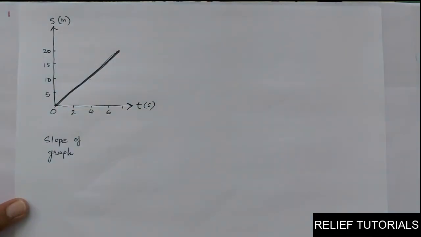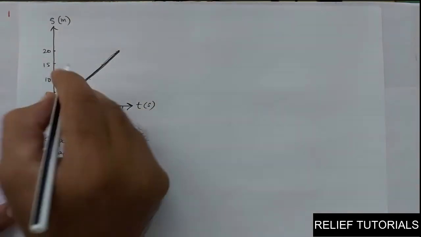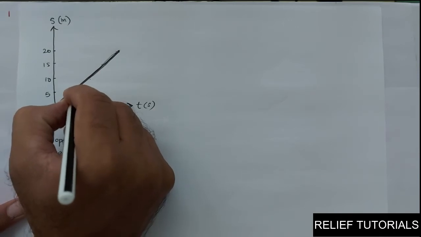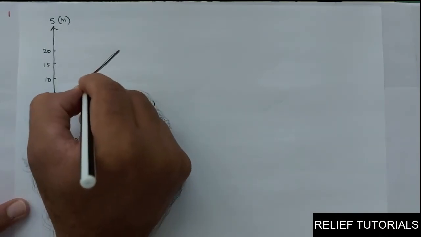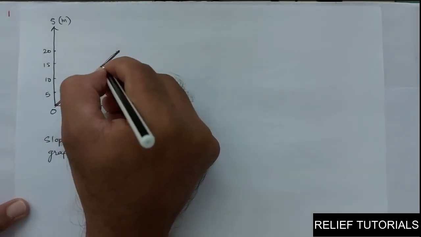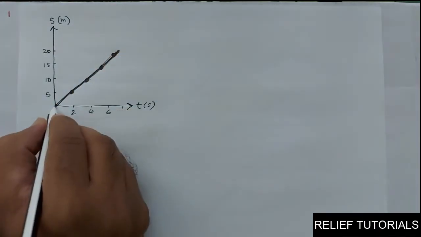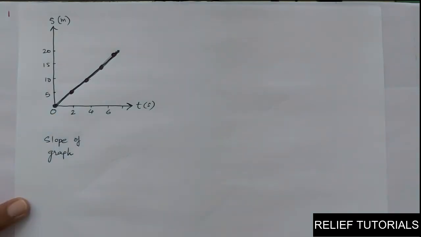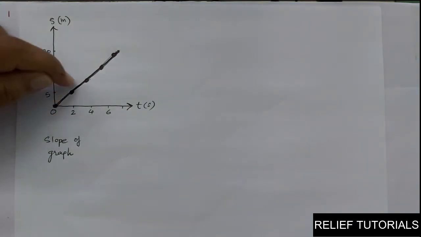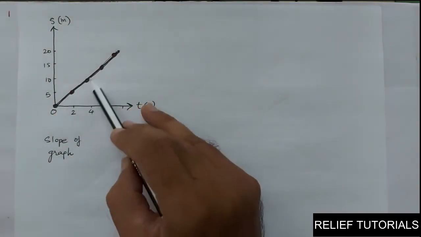You decide 2 points on the graph. Consider these are the points 1, 2, 3, 4, and the origin itself can be found. You can take any other point also from this part.